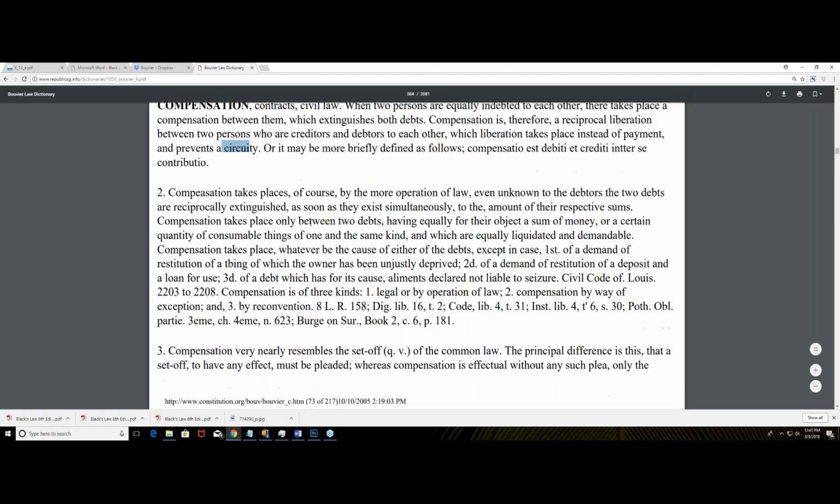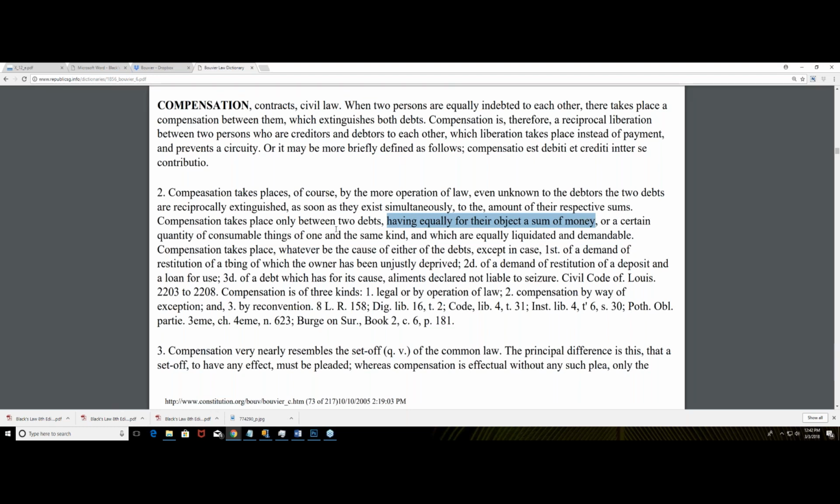All right. Compensation takes place, of course, by mere operation of law. Operation of law means it takes place automatically. Even unknown to the debtors, the two debts are reciprocally extinguished as soon as they exist simultaneously to the amount of their respective sums. Compensation takes place only between two debts having equally for their object a sum of money. This is why you got to write the exact sum. Or a certain quantity of consumable things of one and the same kind, and which are equally liquidated and demandable.